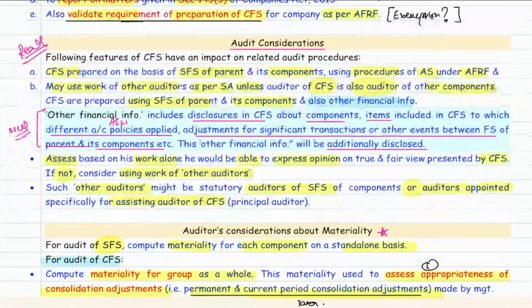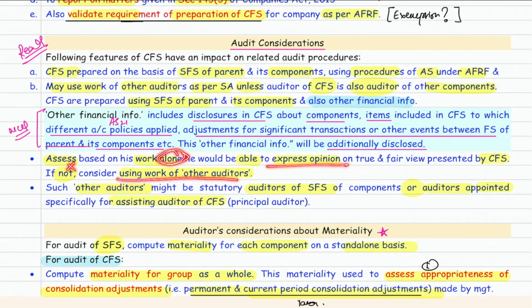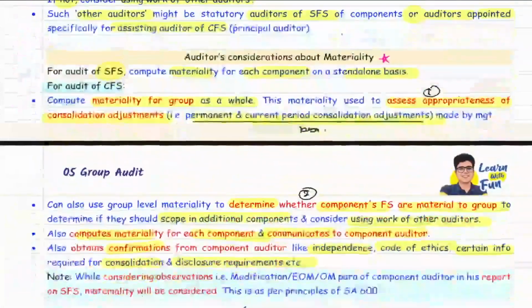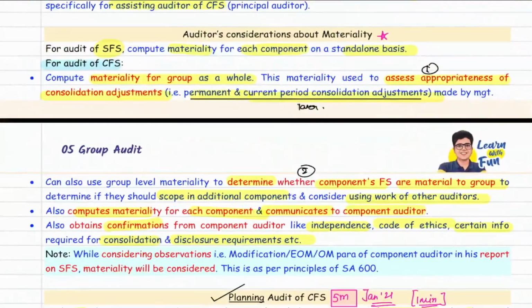Now, sir, you need to assess whether you alone can express the opinion. If you feel alone is not enough, you can use the work of another auditor. Other auditor means the auditor of the component or the auditor specifically appointed for assisting you in the audit of CFS. So this part you just need to read conceptually. That's it. Now comes a very important topic.